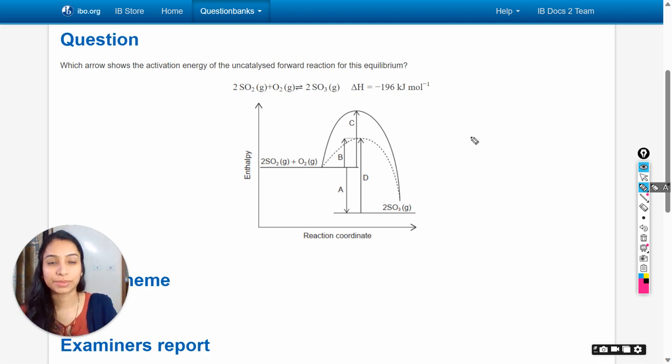Hello dear students. In this video we are going to solve a question from the chapter Chemical Kinetics. Which arrow shows the activation energy of the uncatalyzed forward reaction for this equilibrium? So here, the equilibrium state of the reaction is shown by this equation, and here is the potential energy profile of the reaction.